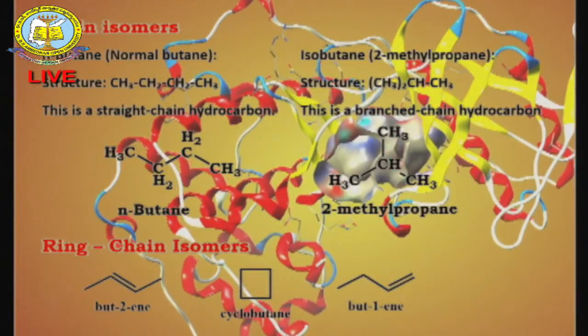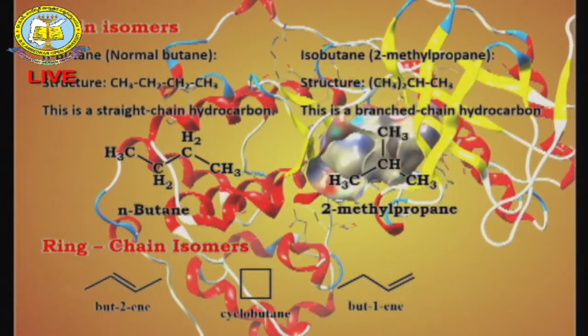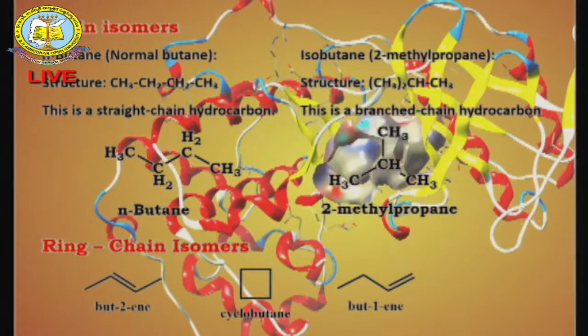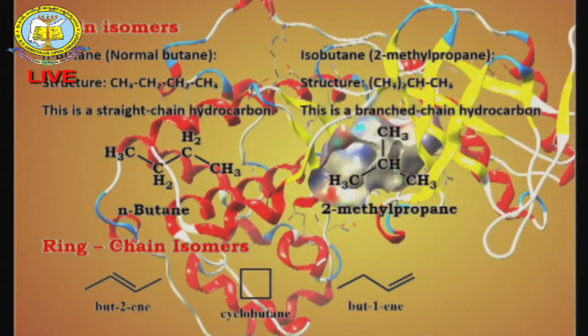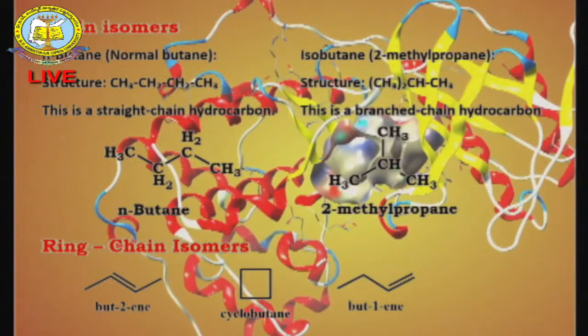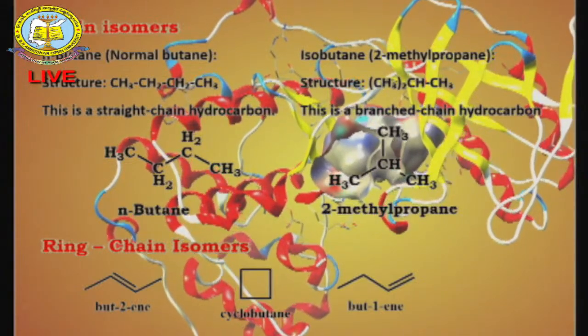Next, ring chain isomers. In ring chain isomers, we compare two compounds which have the same molecular formula, but one of them exists in an acyclic form and the other in a cyclic form. For example, 1-butene shows ring chain isomerism with cyclobutane. Also, 2-butene has ring chain isomerism with cyclobutane.